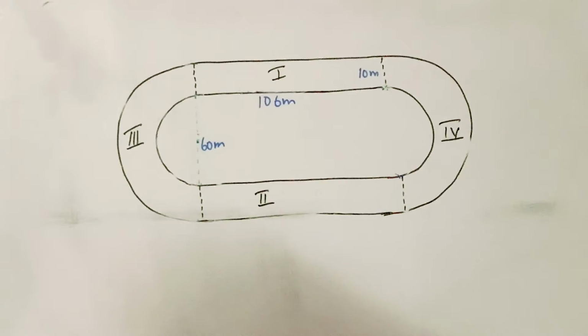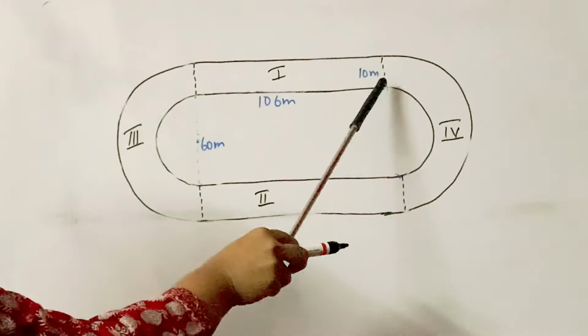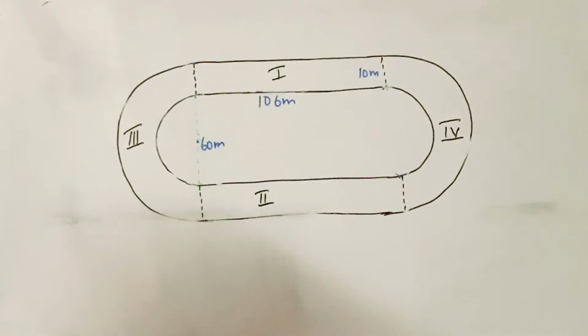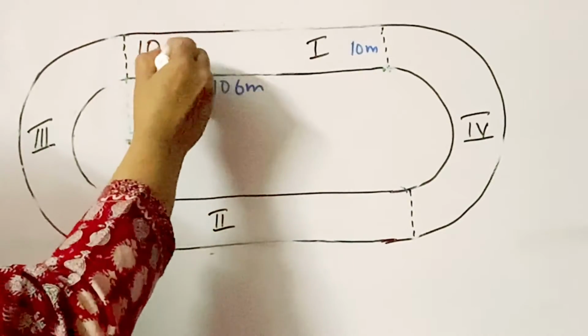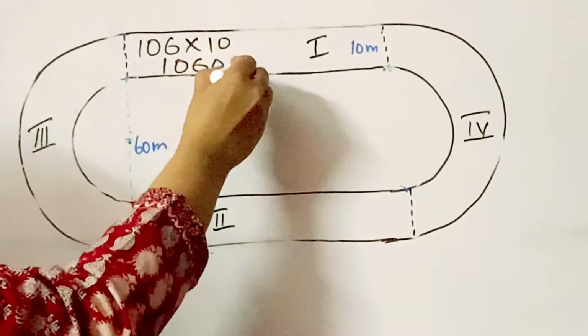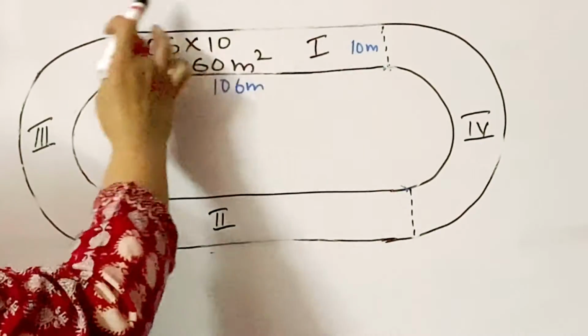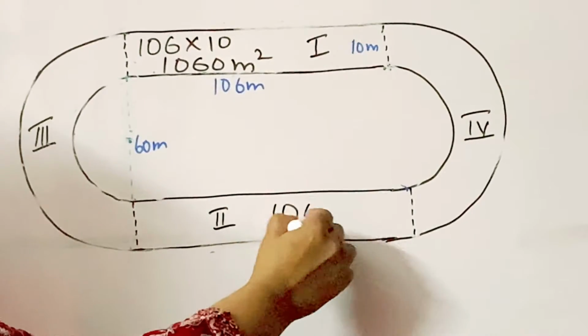Area of the rectangle is length into breadth. Here length is 106 and breadth is 10 meters. It is given to us. Therefore area is 106 into 10. That is 1060 meters square. That is the area of the first portion, and the second part also the same.